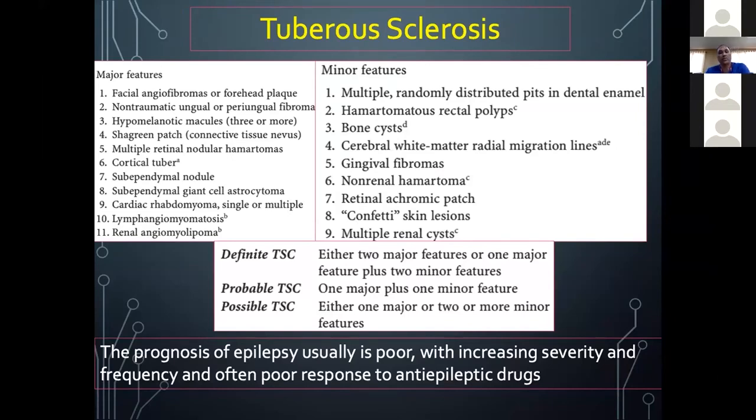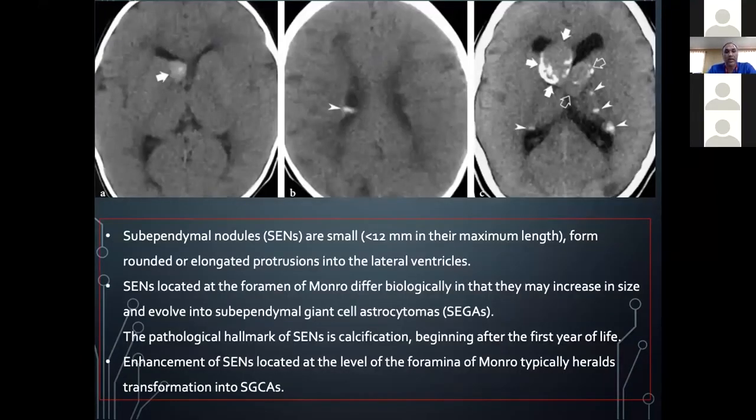The prognosis of epilepsy usually is poor with increasing severity and frequency, and often they respond very poorly to the anti-epileptic drugs. And subependymal nodules are small, usually less than 12 millimeter, and they are round or elongated protrusions to the lateral ventricles. And SEGA are present in the region of foramen of Monro.